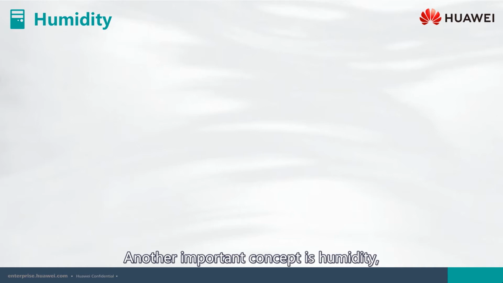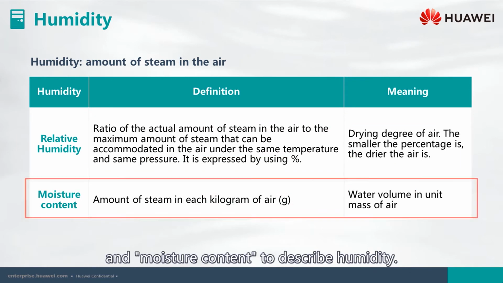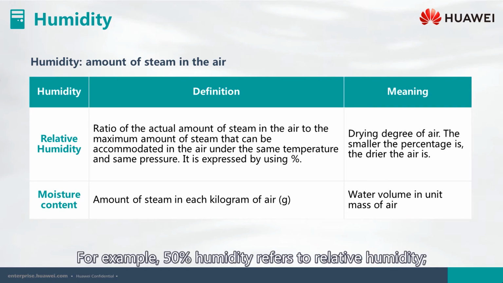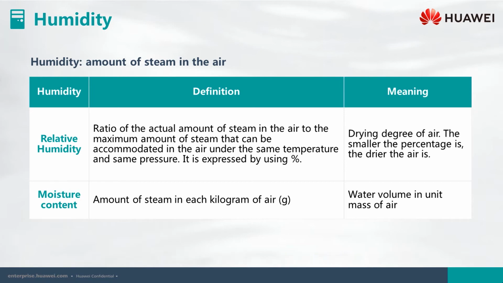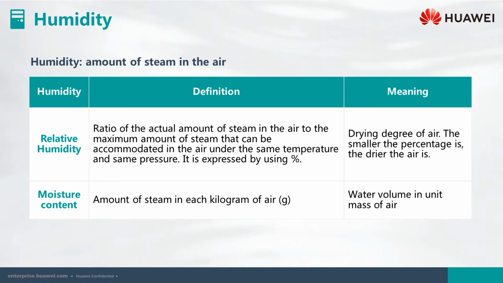Another important concept is humidity. And here we have the terms relative humidity and moisture content to describe humidity. For example, 50% humidity refers to relative humidity. The term relative humidity is more commonly seen or used than moisture content.